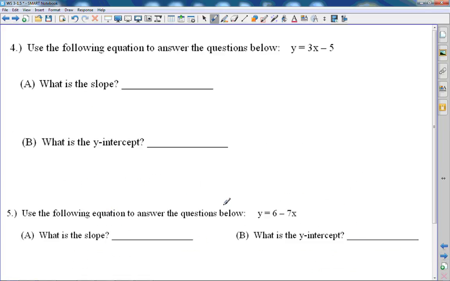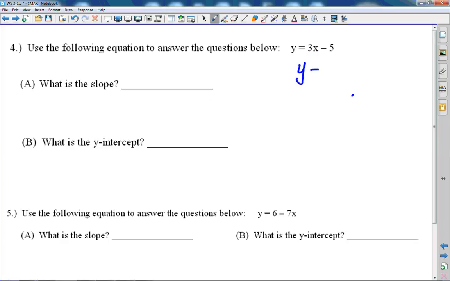Next, right here, use the following equation to answer the questions below. Okay, so let's answer these. Oh, let's see here. Try to make sure my pen can work and it's charging here. You guys should have been able to answer these questions while I was messing with my board. Except I'm messing around with it so much it didn't want to work.